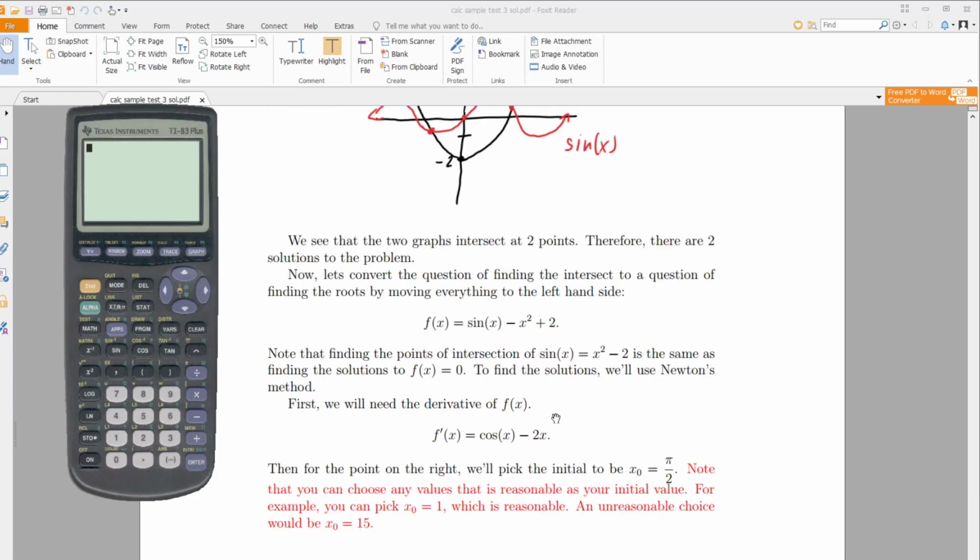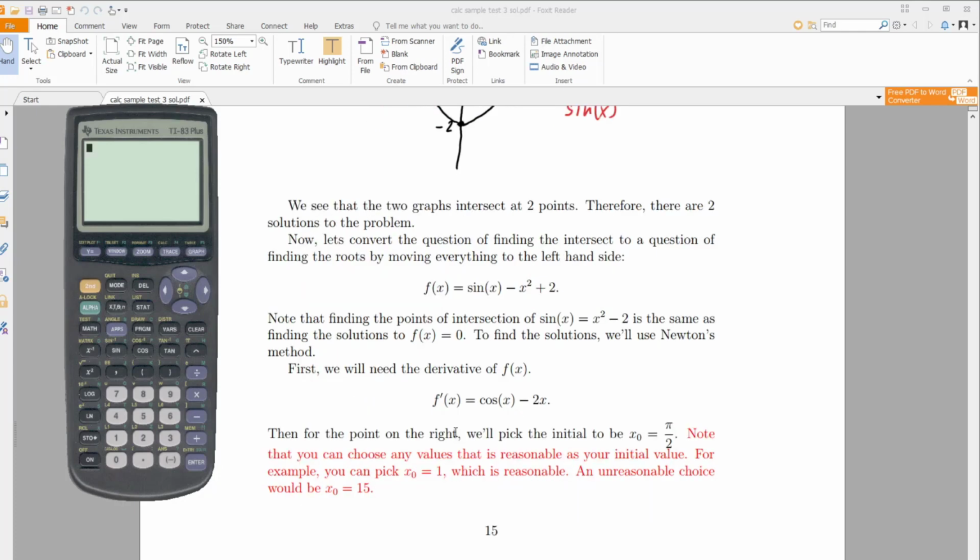So if we want to use Newton's method, we first have to find the derivative of f of x. Derivative of sine is cosine. Derivative of x squared, bring down the exponent and then minus 1, so it's going to be 2x.